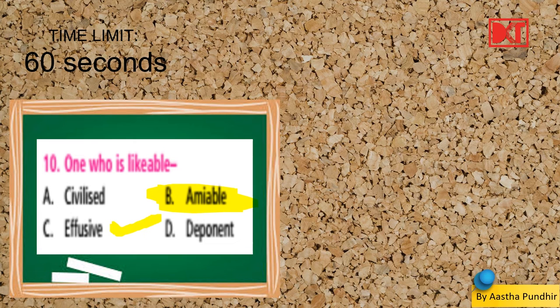Then we have deponent. A deponent can be referred to as someone under law who is said to make an oath or give a certain deposition. That is a deponent. All right.